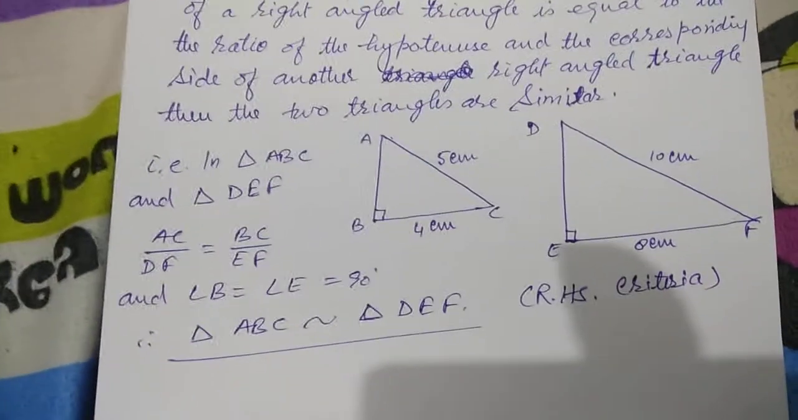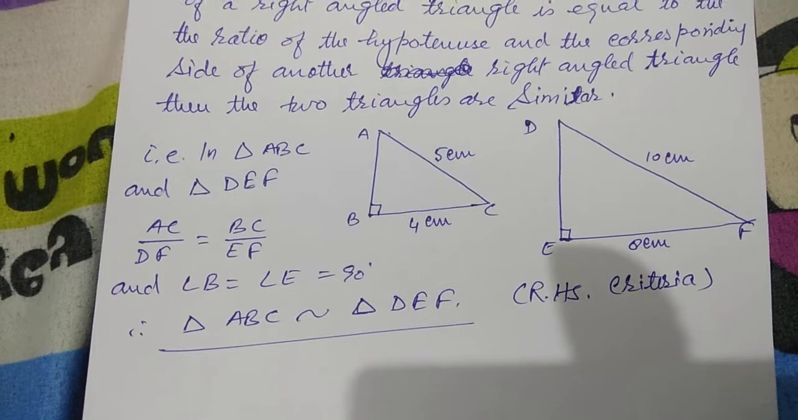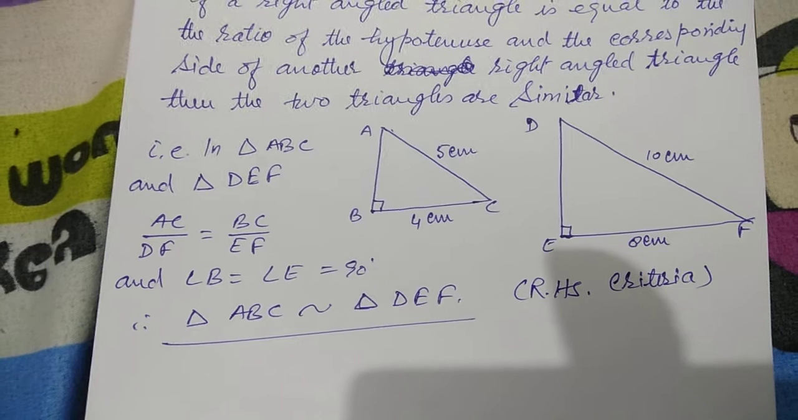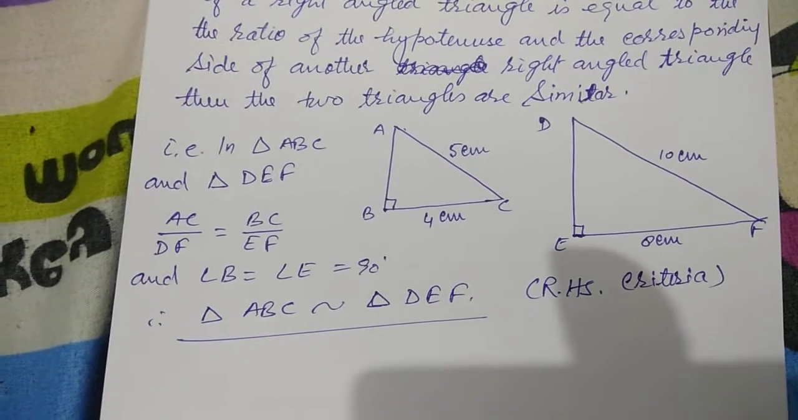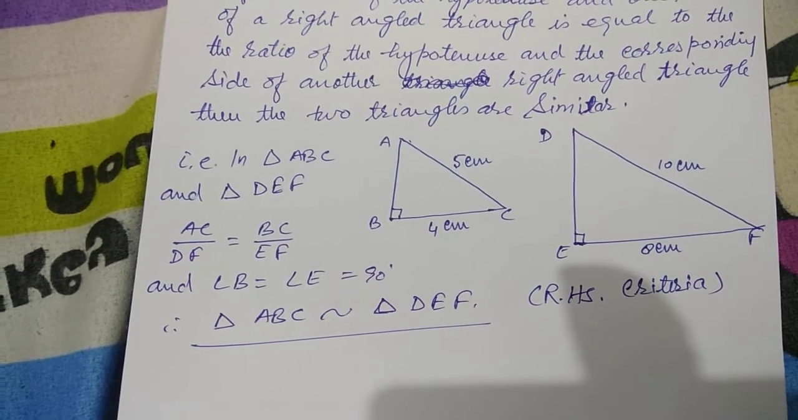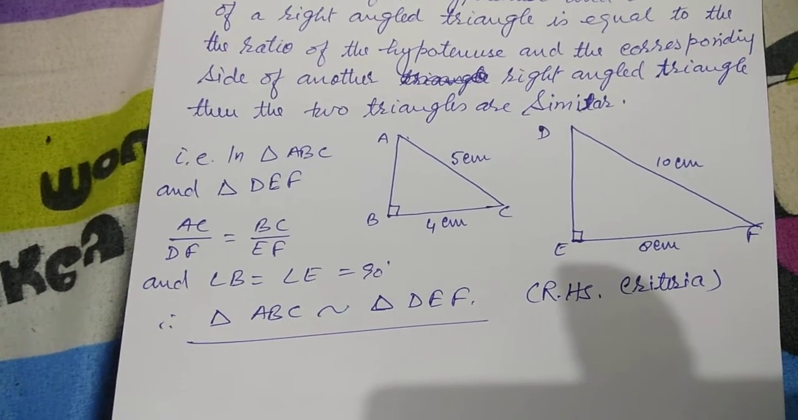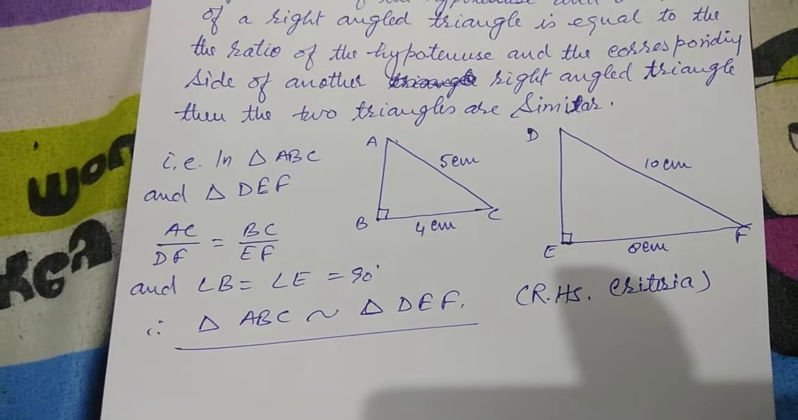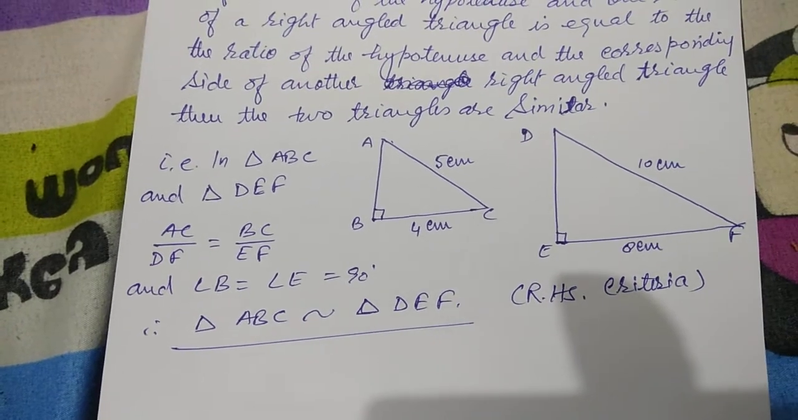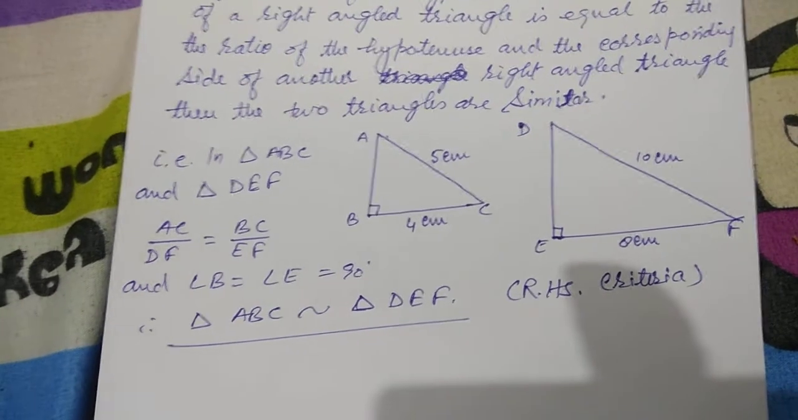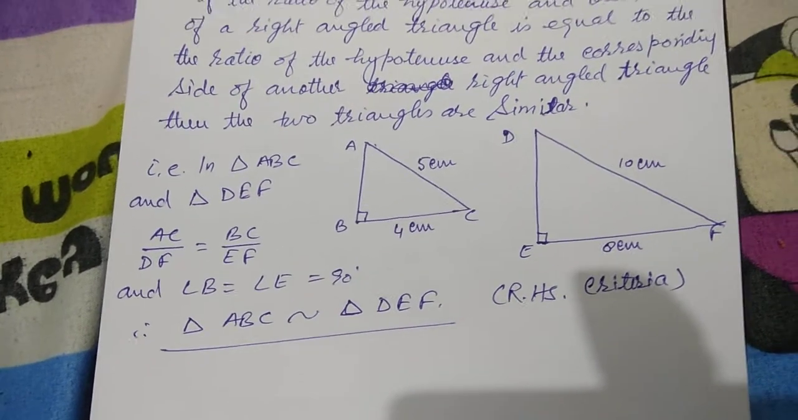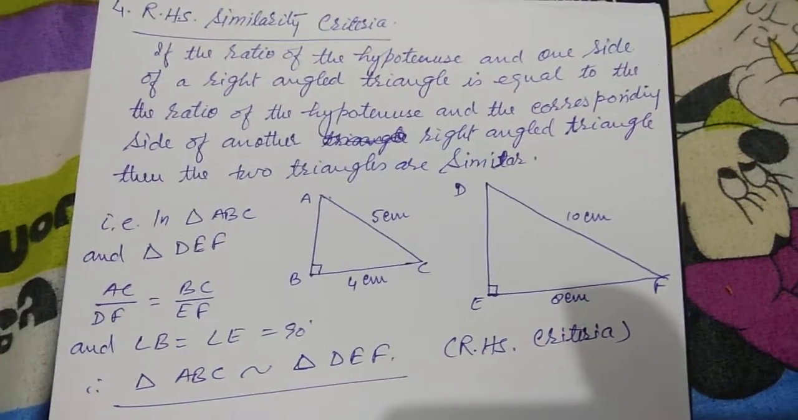So we can see in triangle ABC and triangle DEF, AC upon DF is equal to BC upon EF, and angle B is equal to angle E, that is 90 degrees. Okay, so therefore triangle ABC is similar to triangle DEF. This criteria is known as RHS criteria. So these are some similarity criteria.